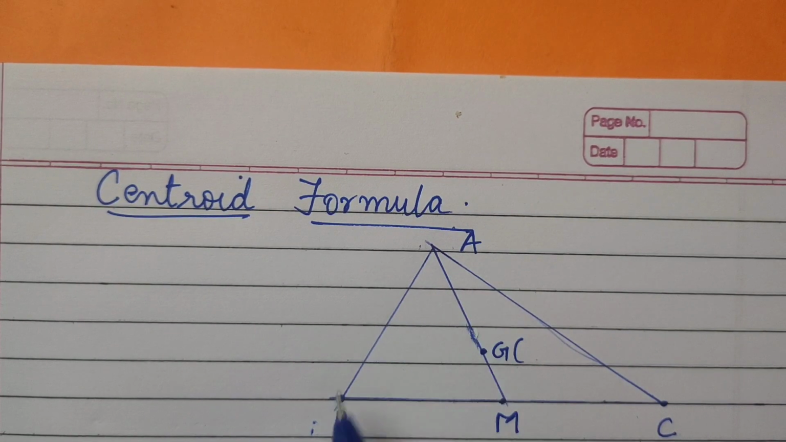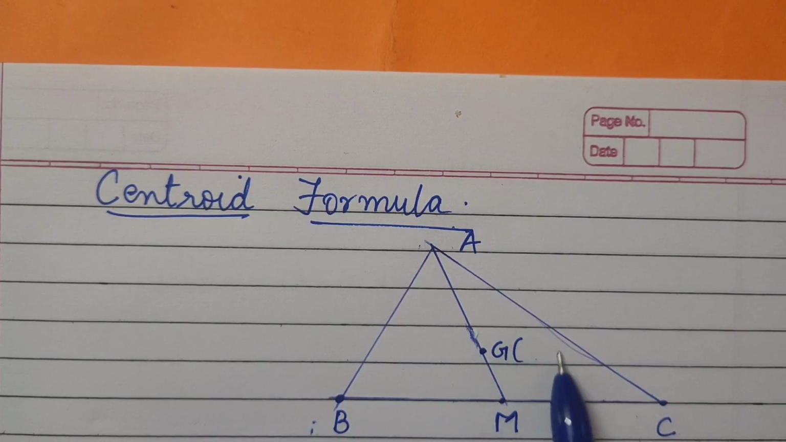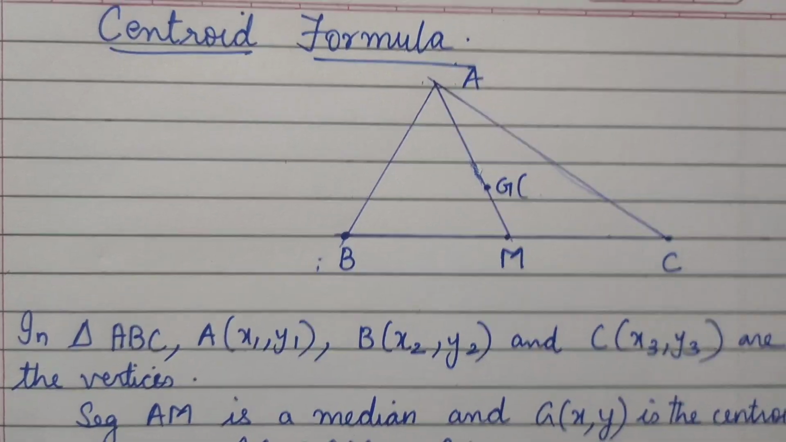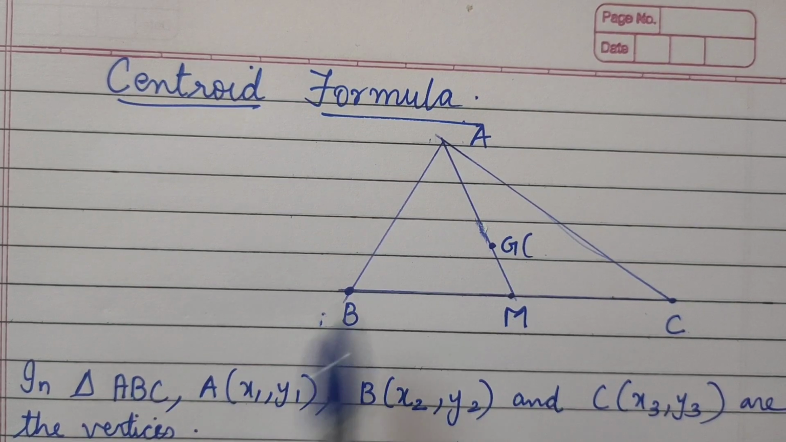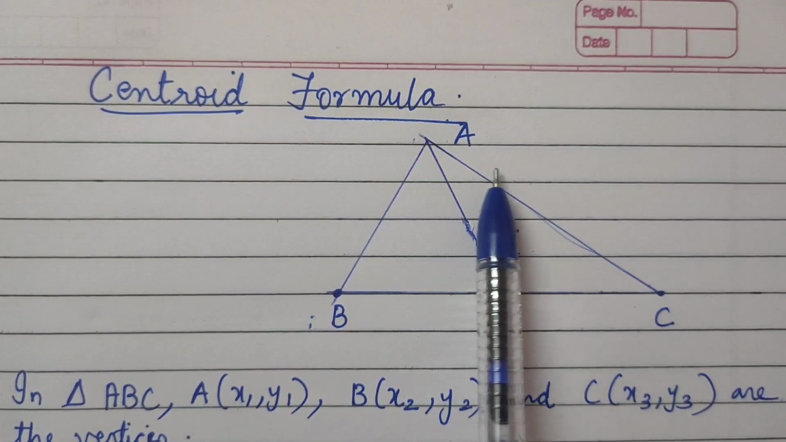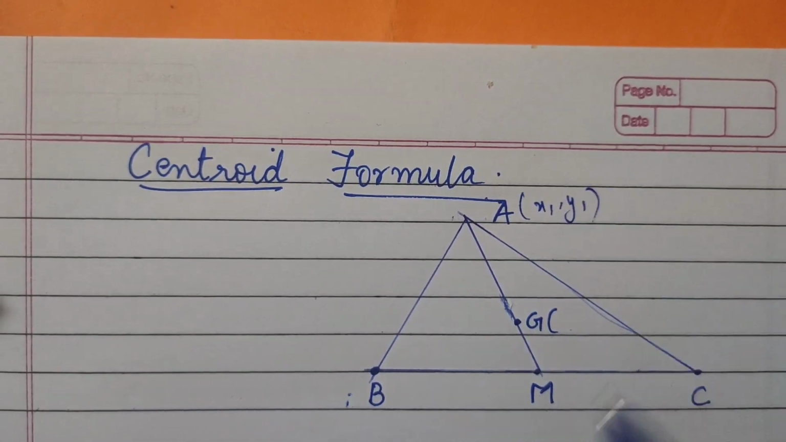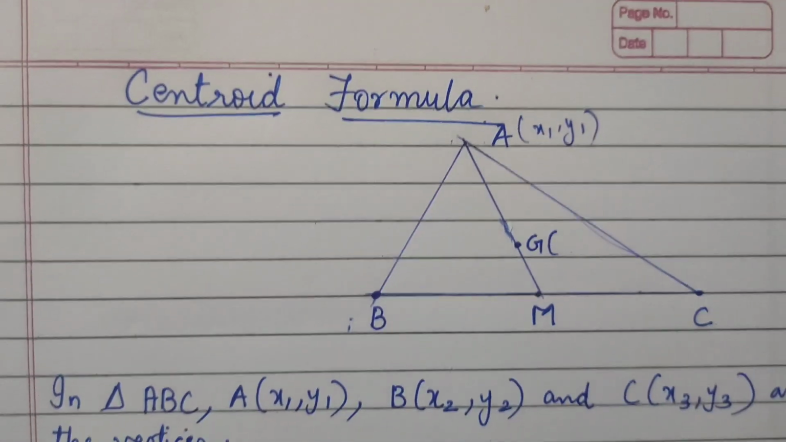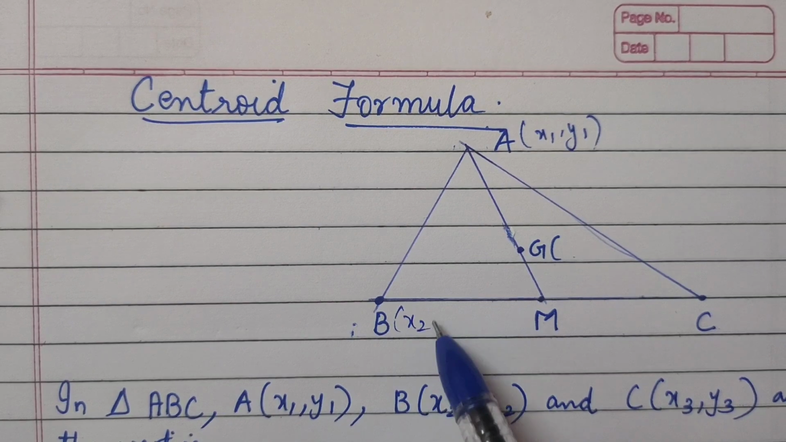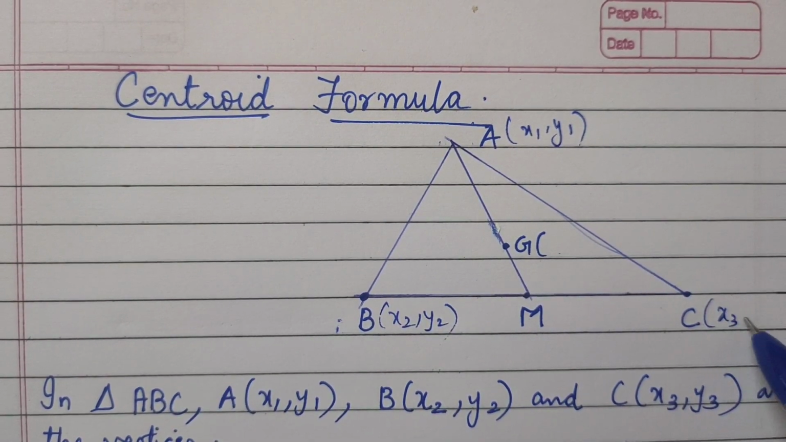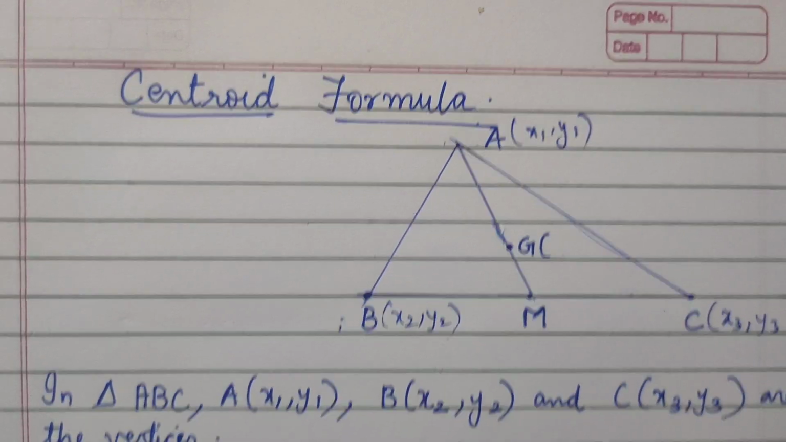This point's coordinates, this point's coordinates and this point's coordinates are given, and they are asked to find out what this point's coordinates are. That time we have to apply the centroid formula. So let's understand here. In triangle ABC, A we consider as x1 y1, and B as x2 y2, and C as x3 y3 are the vertices.